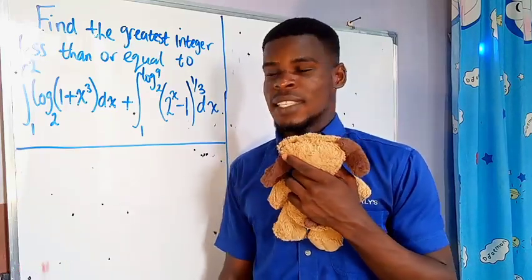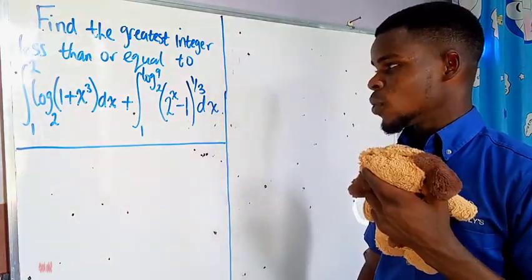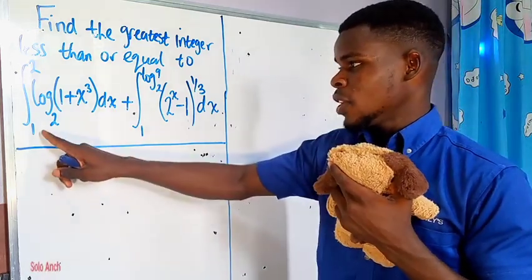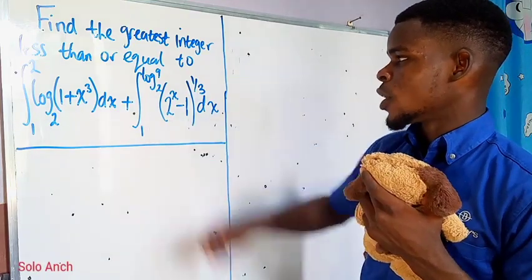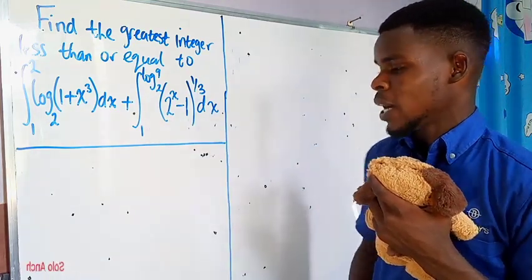Now in this video, we want to find the greatest integer which is less than or equal to the sum of these two integrals, right? So we have the integral from 1 to 2 of this function, and then the integral from 1 to logarithm of 9 to base 2 of this part, right?